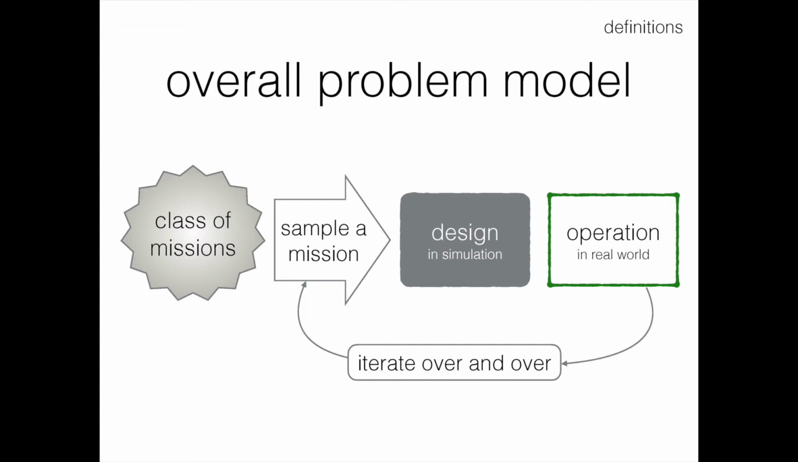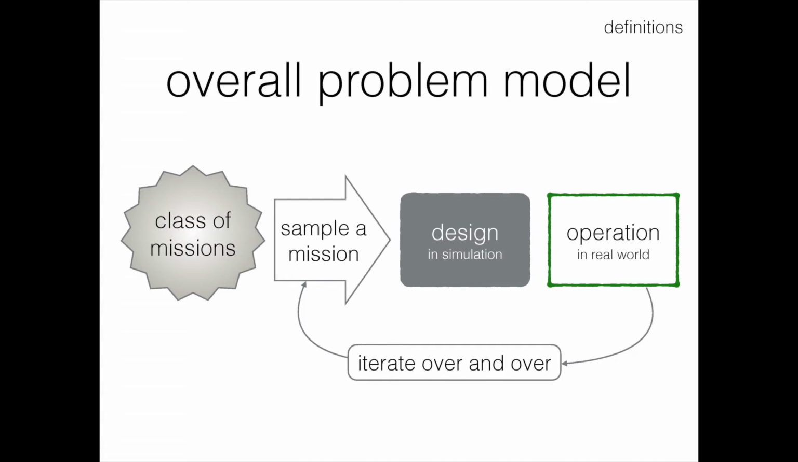Once this mission is sampled, the design process is run in simulation. The control software is produced, is uploaded to the robots, and then the control software designed automatically is used in real-world operation. The whole process is iterated, which means that another mission is sampled, and another time the design process is run, and another time the control software that is obtained is used for real-world operation.